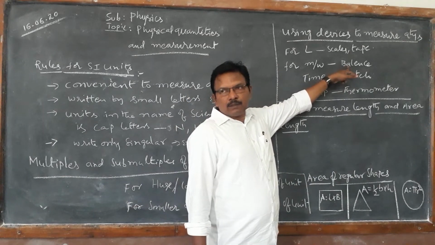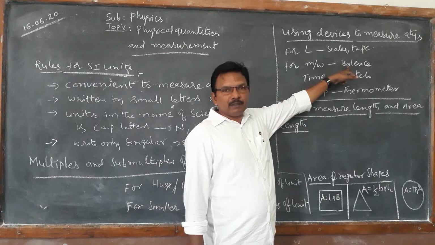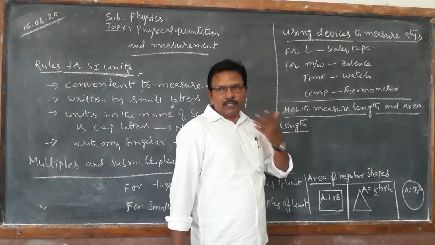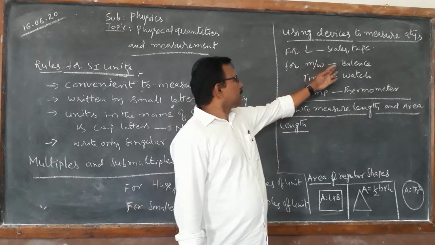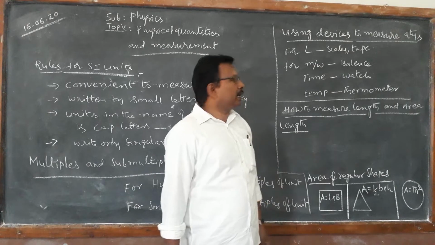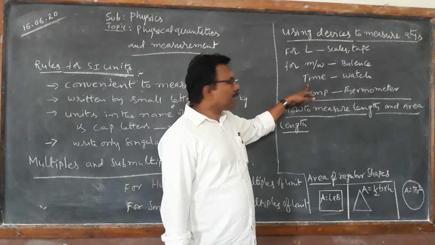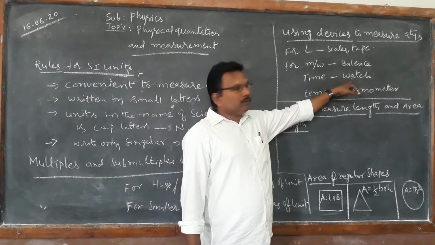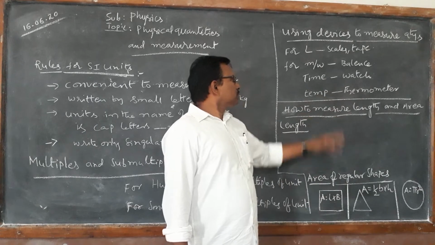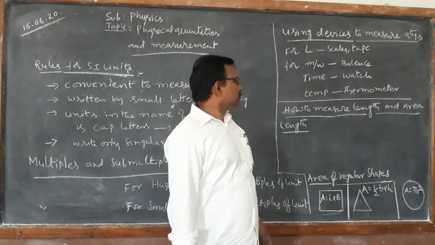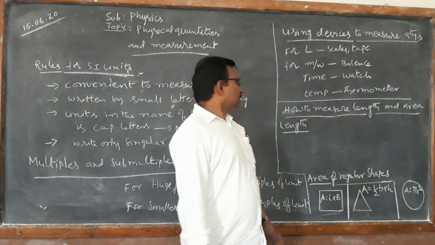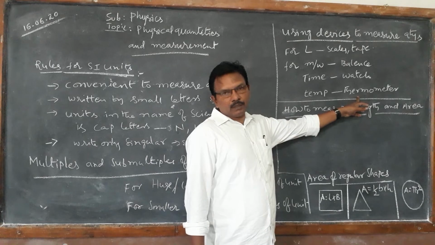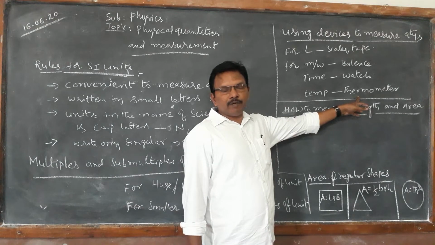balance. Balances may be different: simple balance, electrical balance, digital balance. There are so many. We can see them in our shops. Different types of balances can be seen to measure mass or weight. Next, to measure time, we need a watch. Clock or watch to measure the time. Next, to measure the temperature, we need the device thermometer.